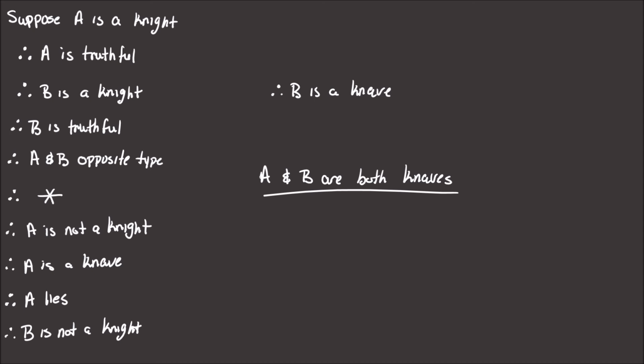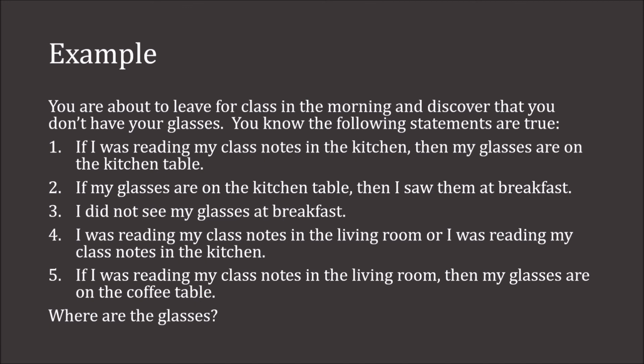Let's look at another example. We're about to leave for class in the morning and discover that we don't have our glasses. We know the following statements are true. If we were reading our class notes in the kitchen, then our glasses are on the kitchen table. If our glasses are on the kitchen table, then we saw them at breakfast. We did not see our glasses at breakfast. We were reading our class notes in the living room, or we were reading our class notes in the kitchen. And finally, if we were reading our class notes in the living room, then our glasses are on the coffee table. Where are the glasses?